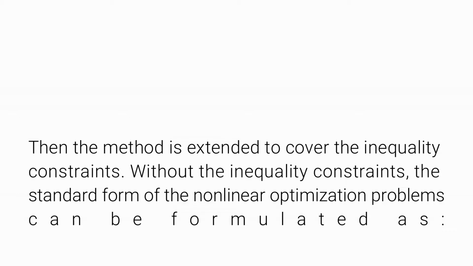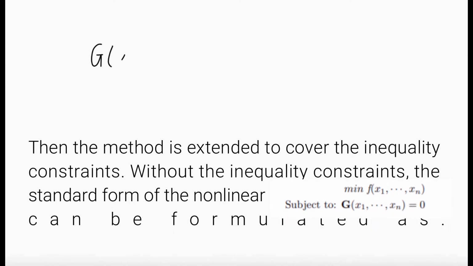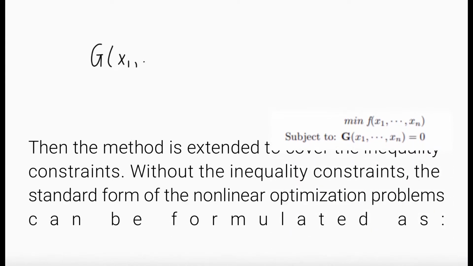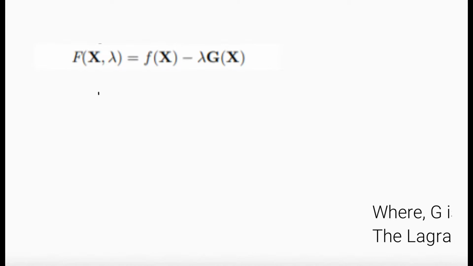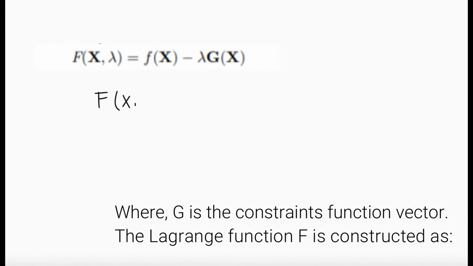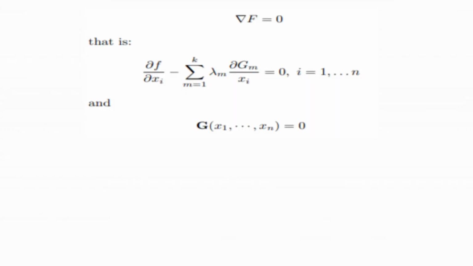Without the inequality constraints, the standard form of the nonlinear optimization problems can be formulated as: minimize the function f of x sub 1 to x sub n, subject to the function g of x sub 1 to x sub n equal to 0, where g is the constraint function vector. The Lagrange function is constructed as L of x and lambda equal to f of x minus lambda times g of x, where x equals x sub 1 to x sub n.